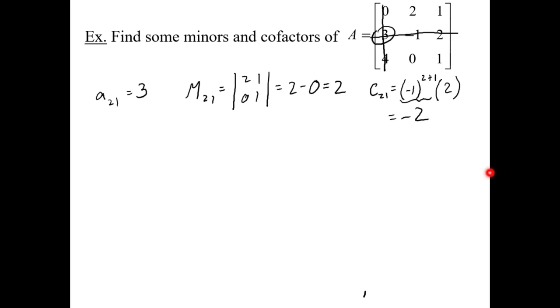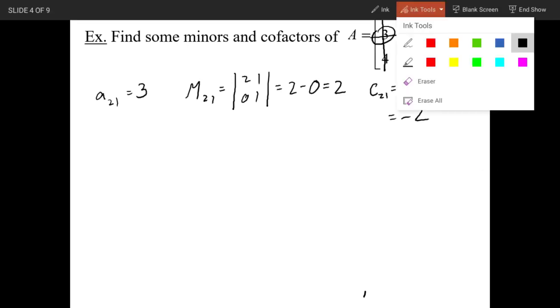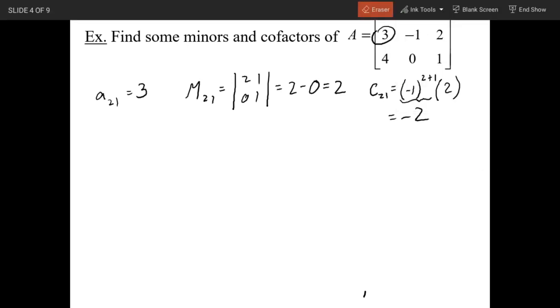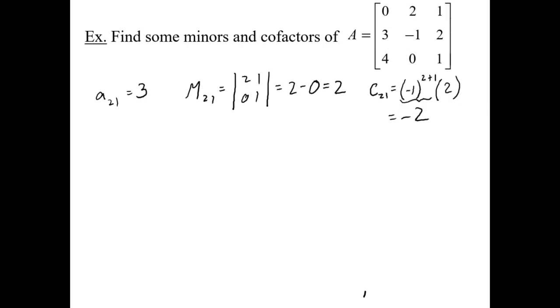Okay, so that's an example of finding a minor and a cofactor. Let's do another one just to make sure we got it. Once again, I'm going to pick an entry completely at random. How about this time we do this 1 right here? Totally random. I'm just picking whatever. So first of all, notice that that is the entry in row 1 and column 3. So a13 is equal to 1.